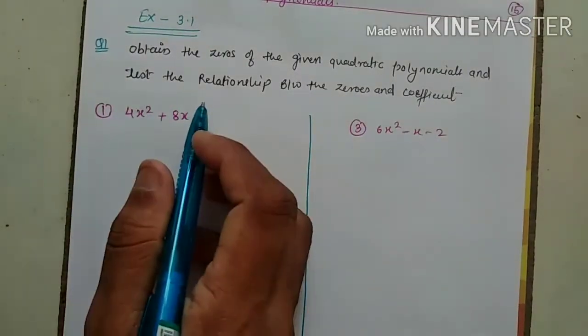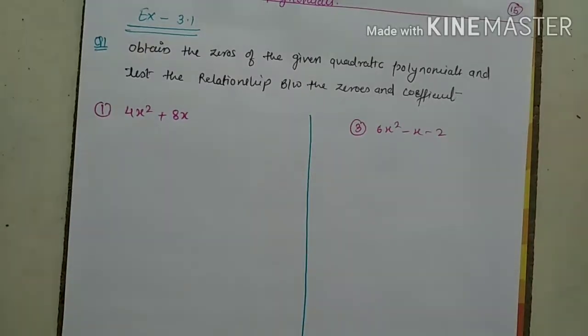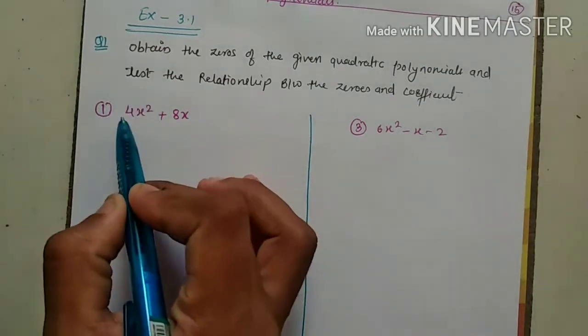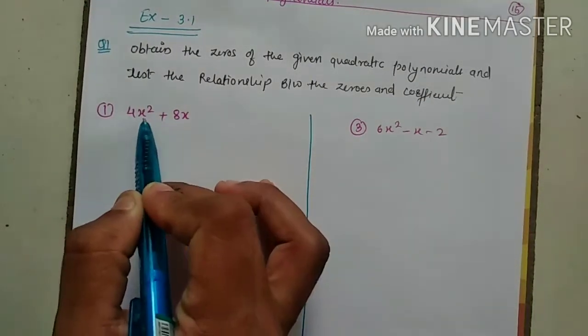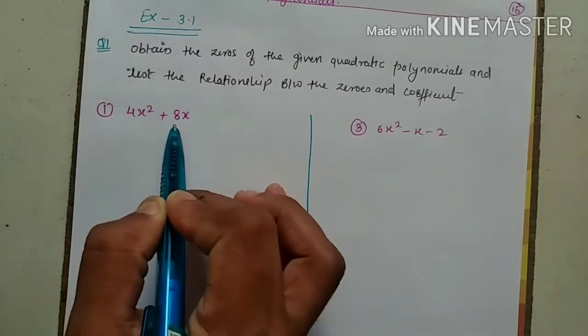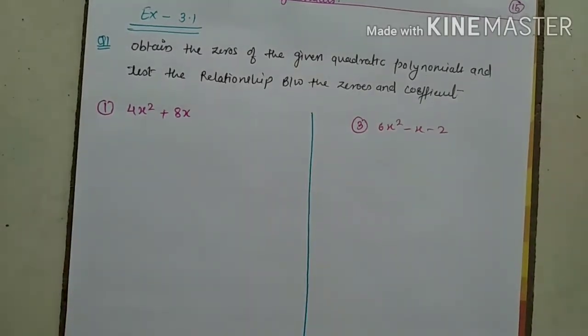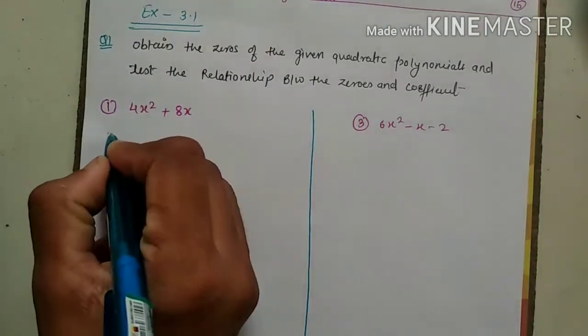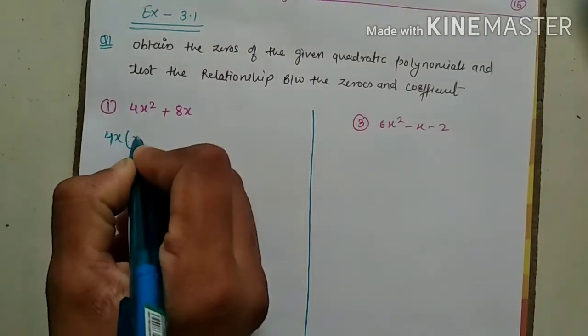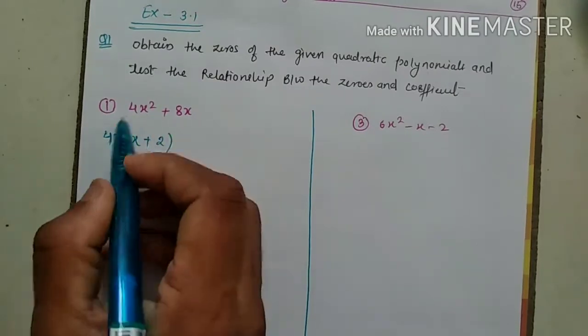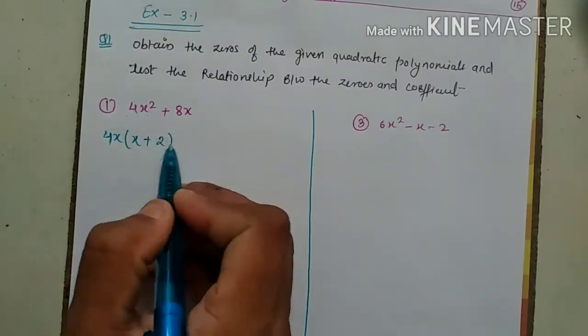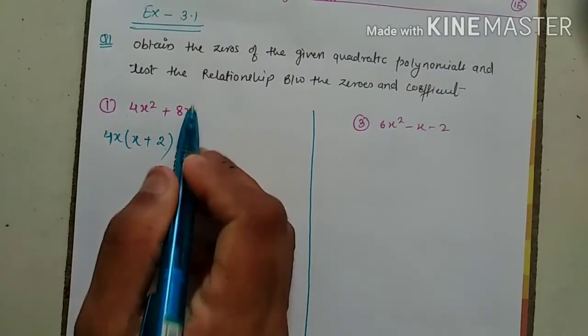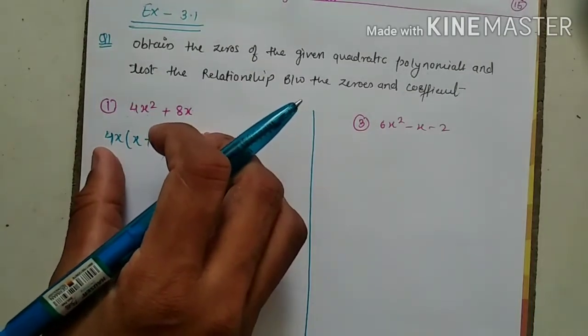Which format can we say this is? This is again quadratic, yes, I think you know it. Now here, 4x square plus 8x. Here is x, here is x, here is 4, here is 8. So what can I take as a common? 4x. What remains? x plus 2. Why? 4 times 2 is 8. By opening the bracket again I will get the same. Correct. So this is the factor you are getting.